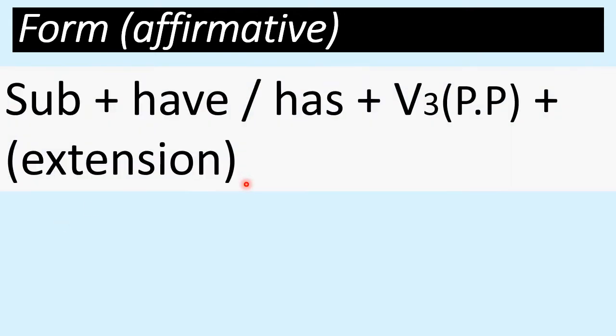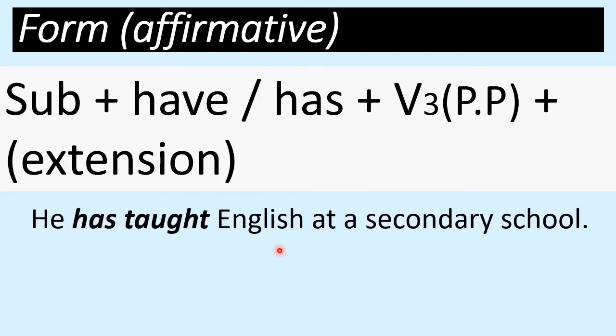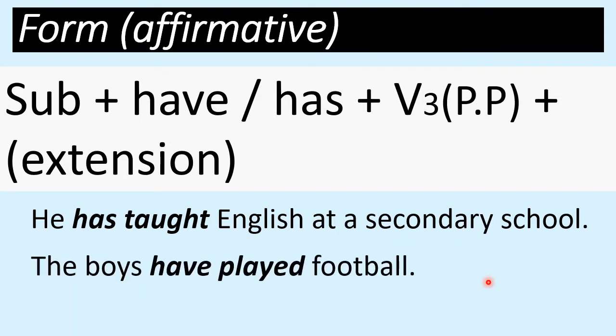Okay, let me introduce you to the forms of the present perfect tense. It starts with subject plus have or has plus V3, I mean the past participle form of the main verb, plus extension if needed. Look at the sentence: He has taught English at a secondary school. Another example: The boys have played football.